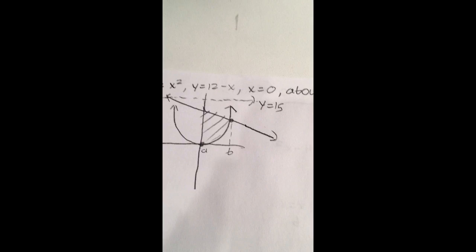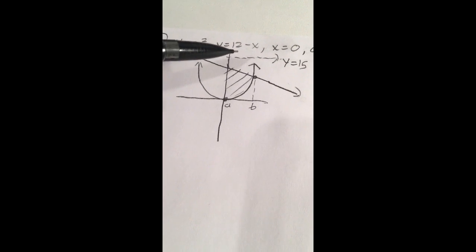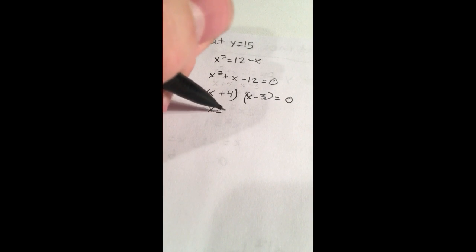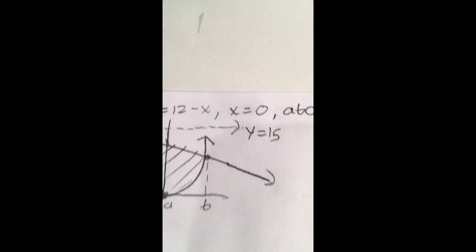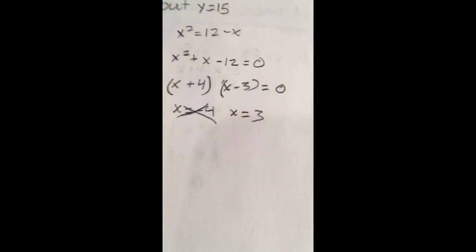So for our second example, we're going to use the area between y equals x squared, y equals 12 minus x, and x equals 0, and rotate it around y equals 15. So a graph shows this as our area here, and we're going to rotate it above around y equals 15. So the first thing we need to do again is find a and b. So we set the first two equal to each other, and solve. So it'll be x squared plus x minus 12 equals 0. And factoring gives you x plus 4 times x minus 3 equals 0. And your roots will be x equals -4 and x equals 3. And you can throw out x equals -4, because as we see here, we have x equals 0 as a boundary. So a is actually going to be 0, and then b will be 3.